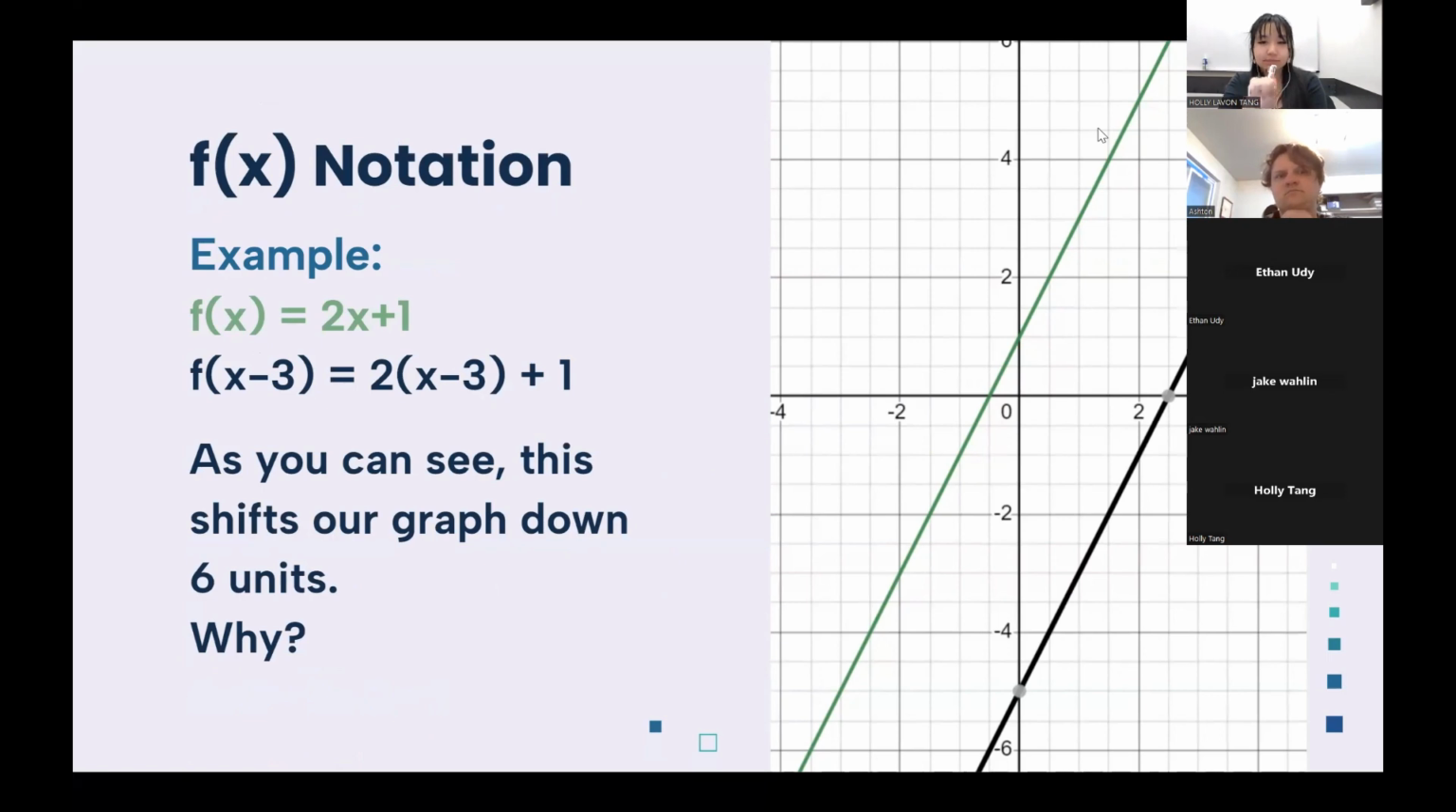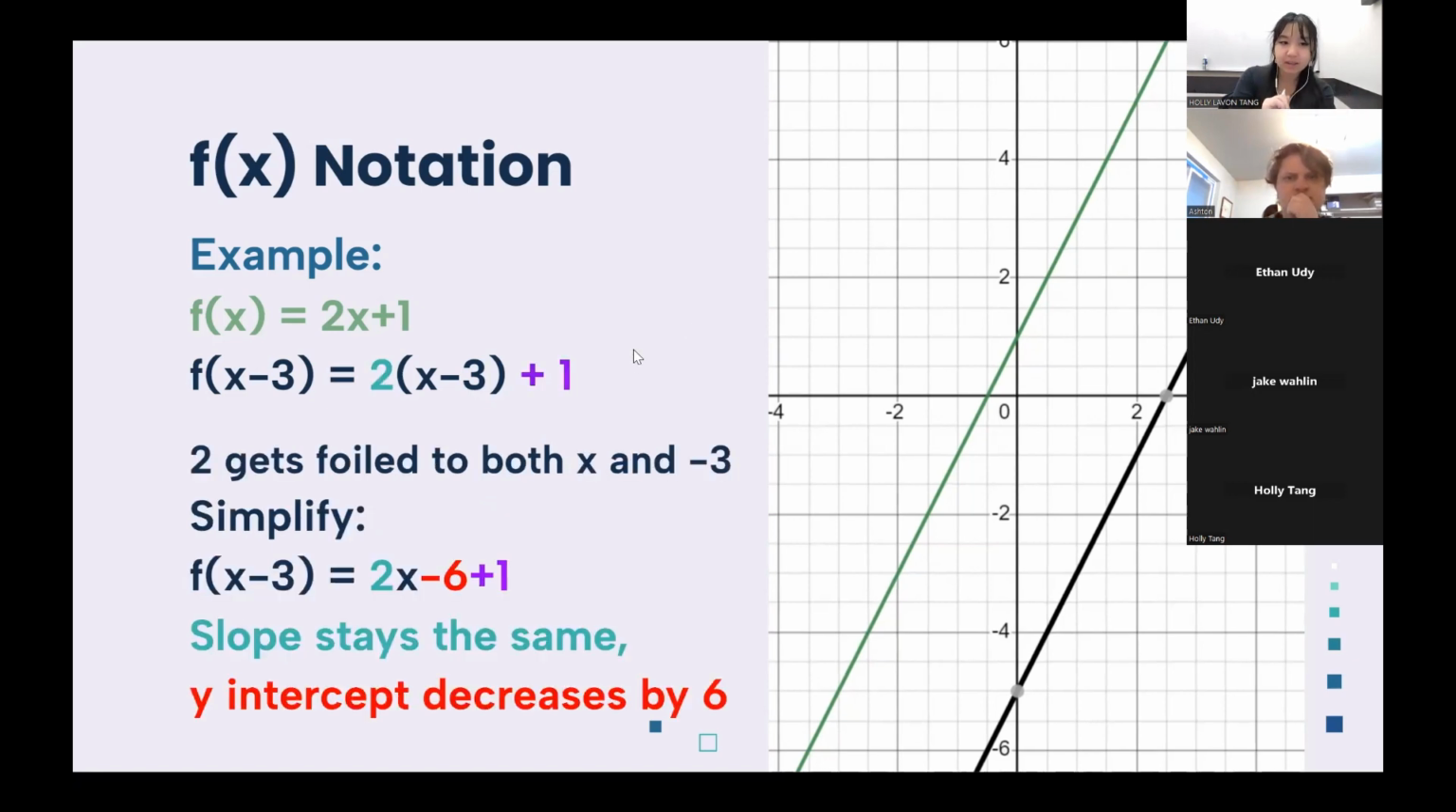Just because the y-intercept would have moved down 6 points because of 2 times -3. Yeah, perfect. So just keep that in mind: whenever you FOIL and we only have an x minus 3 in there, we just change the intercept by what we FOILed it by. Awesome, that's great. So the slope stays the same and your y-intercept decreases by 6.